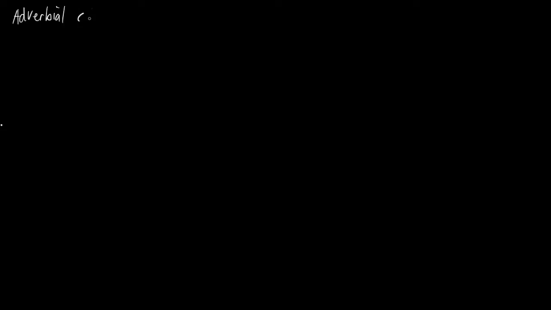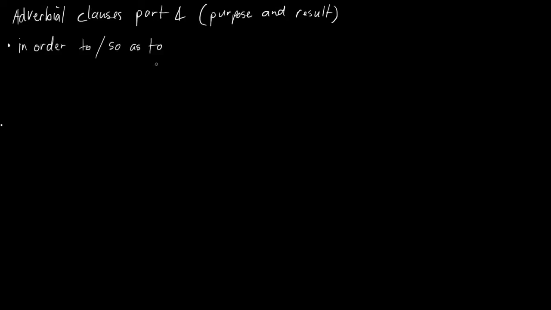Adverbial clauses, part 4. And here we look at purpose and result. In order to and so as to, here we have two multi-word conjunctions that have basically the same meaning.